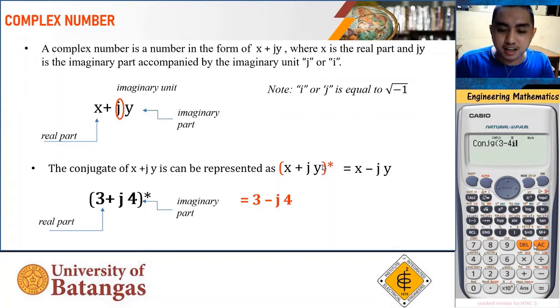Ito pala ay positive. So kapag kinonjugate natin to, ang magiging sagot natin dito is 3 minus 4i, or 3 minus j4. Okay, so let us proceed.